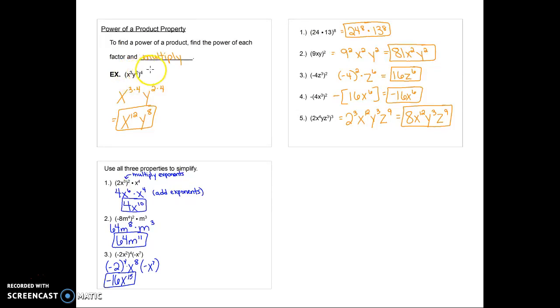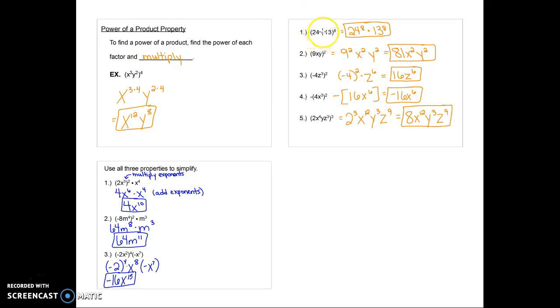So, same idea. I have powers being raised to another power. So I'm still going to multiply, but now I'm going to have to do it to each of my terms. So this x to the 3rd has to get multiplied, so it's going to be x to the 3 times 4. And I have to multiply this y squared times the 4. So it's just like distributing this 4 to every piece inside of there. So it gives you x to the 12th and then y to the 8th. So you're still multiplying, you just have to do it to each of the terms instead of just to one of them. So let's look at a few examples.